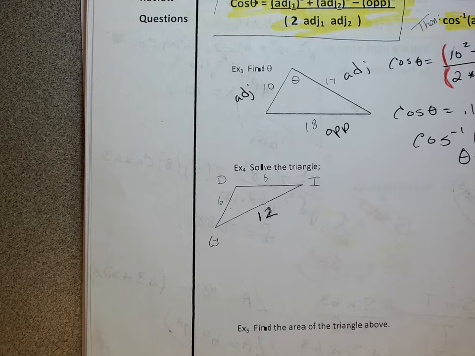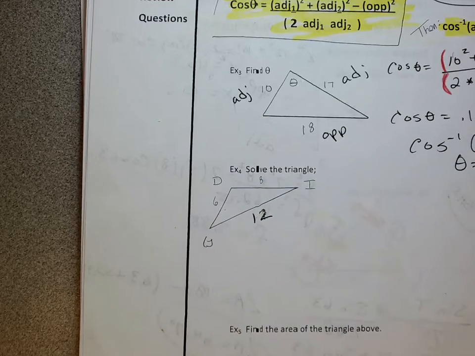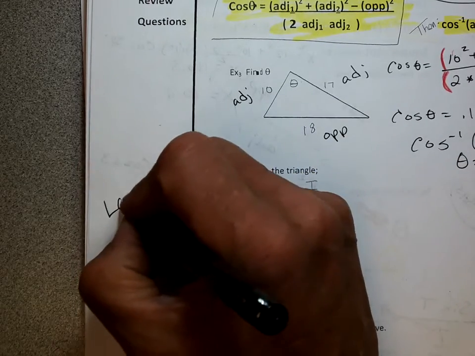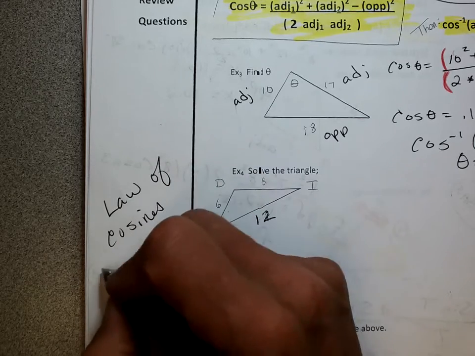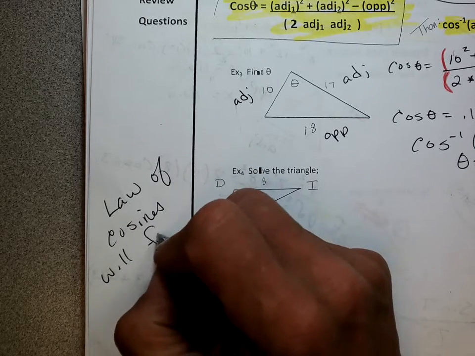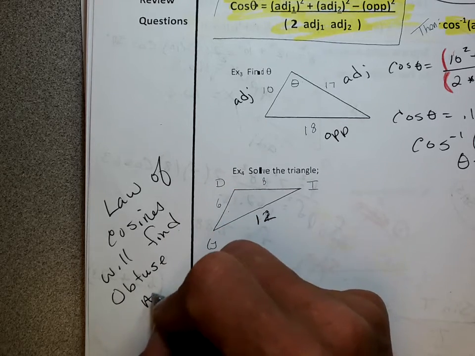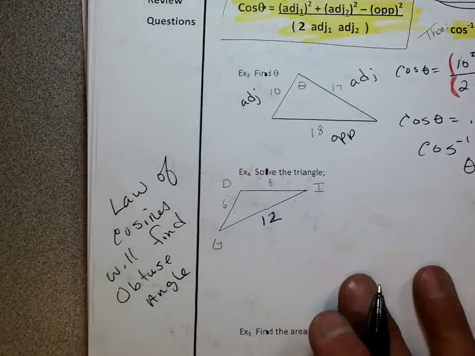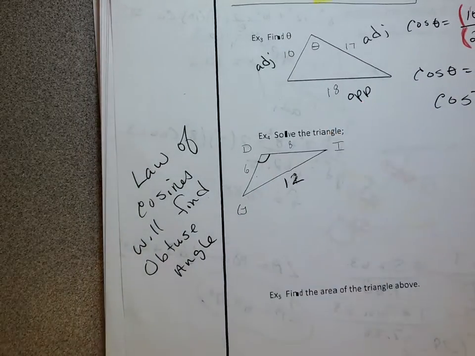So when I take a look at this problem, the first thing I do is I could find any three angles, but find the obtuse angle first, okay? Because the law of cosines will get an obtuse angle. So law of cosines will find obtuse angles. And you just have to believe me on this. We're going to learn this next week, okay? So let's go for angle D first, okay?